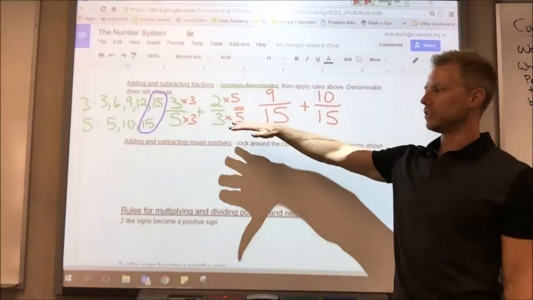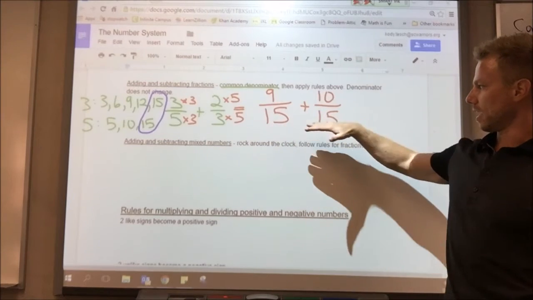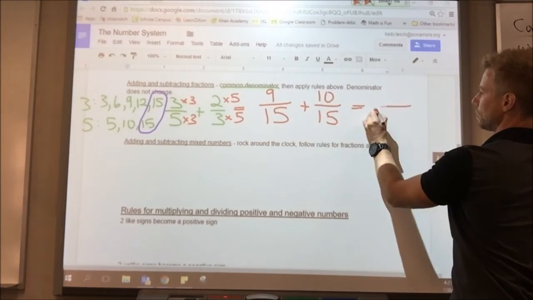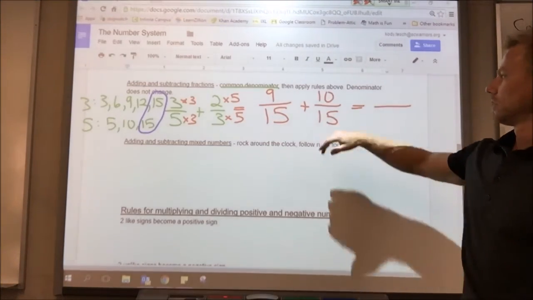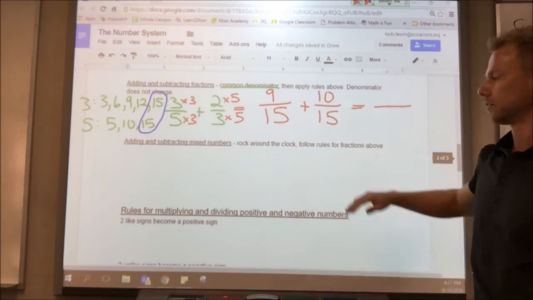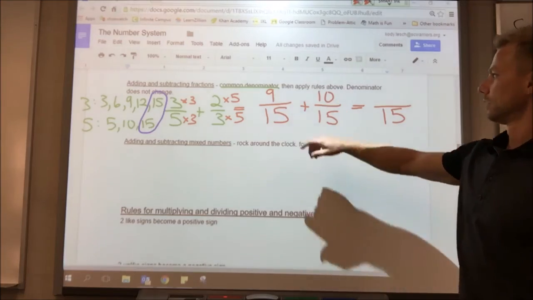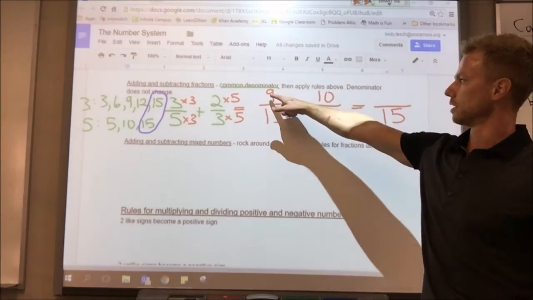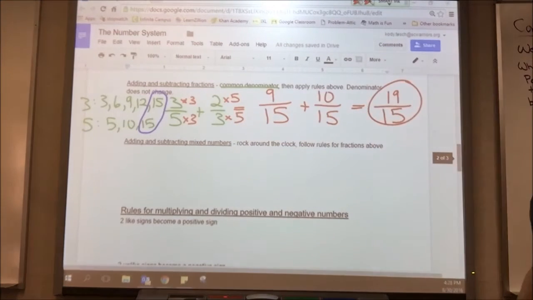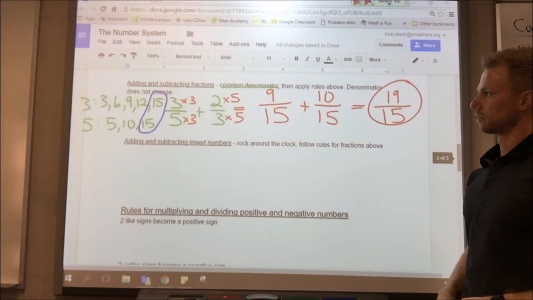Now again, I didn't change the value of the fractions at all, I just made them look differently. But now that they have a common denominator, now I can add them together. Whenever you add or subtract fractions, the denominator does not change once you have the common denominator. So the denominator of our answer will be 15, and then we add our numerators together. 9 plus 10 is 19, and that would be my answer when I add those two fractions together.